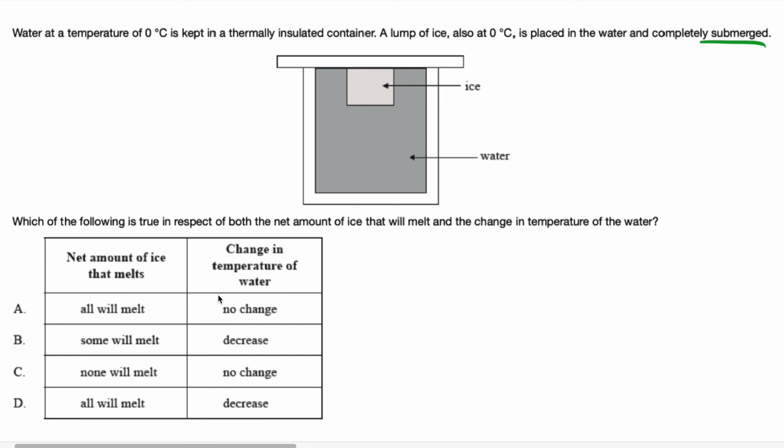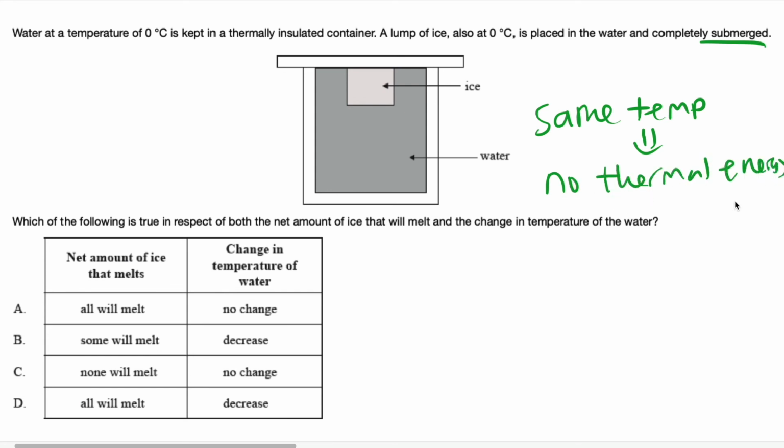So this problem is testing thermal interaction, or transfer of thermal energy. Since they have the same temperature, we know that no thermal energy will transfer. So they're going to stay at 0 degrees Celsius for both the ice and the water. So no change in temperature, and since there's no change in temperature, no ice will melt. So the answer will be C.